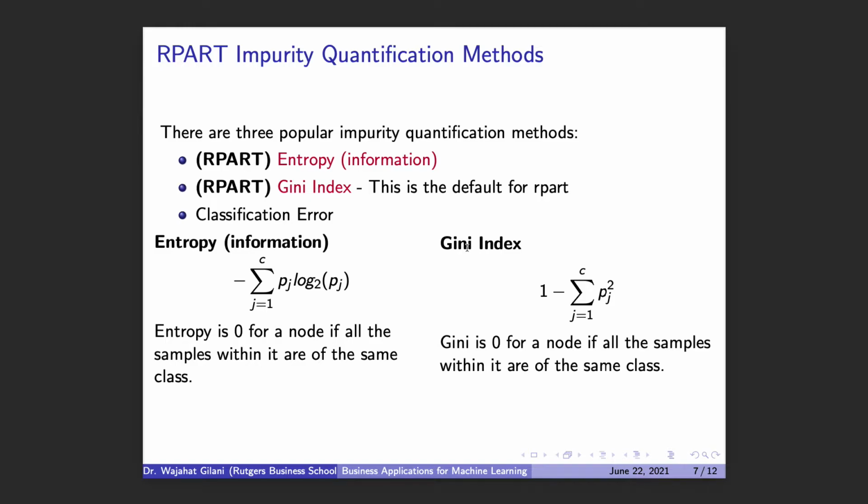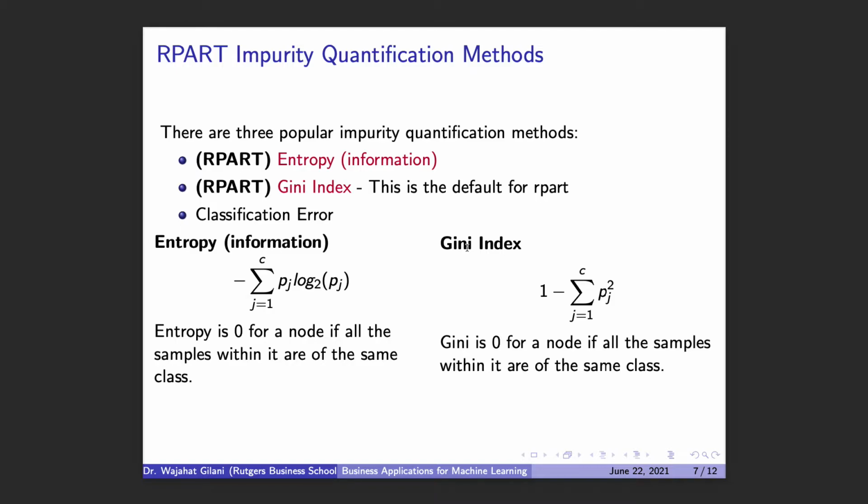Now we enter a little bit of the mathematics behind it. What are the impurity quantification methods? Like I said before, there are three predominant methods. Entropy, also called information gain. Gini index, which is the default algorithm for rpart. We can use either entropy or Gini index; they're both in rpart.